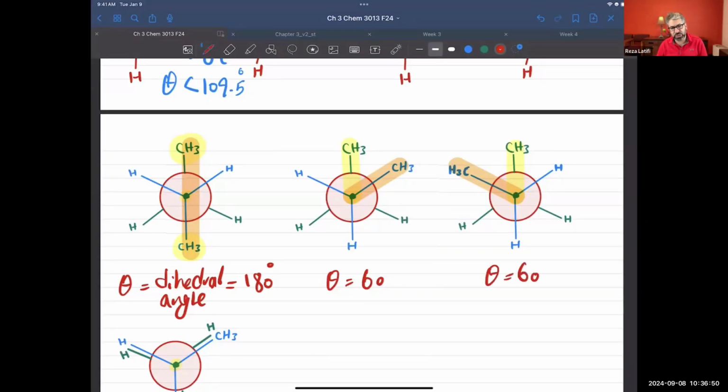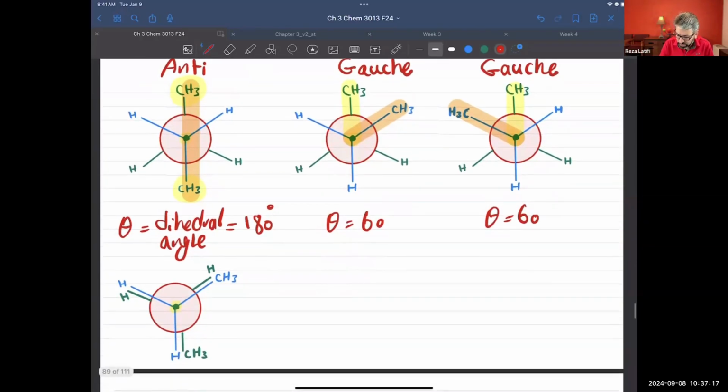As we decrease theta, the dihedral angle, the system gets less stable. So the most stable one is going to be the first Newman projection, and we call this one anti. They are 180 degrees from each other. And the second one, we call it gauche. And again, the third one, we call it gauche as well.